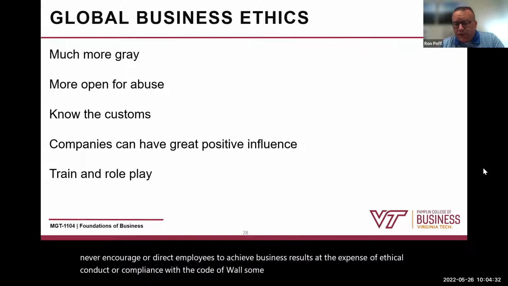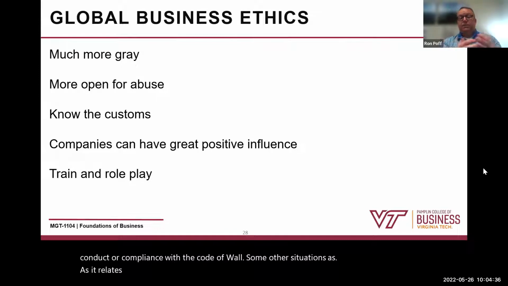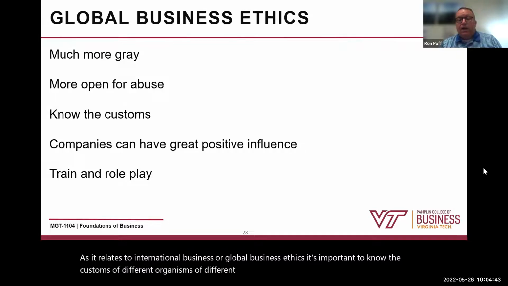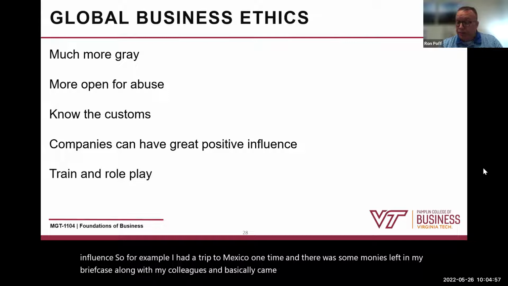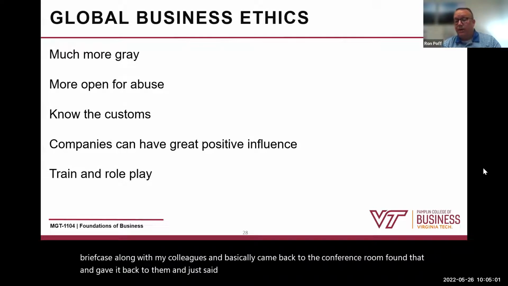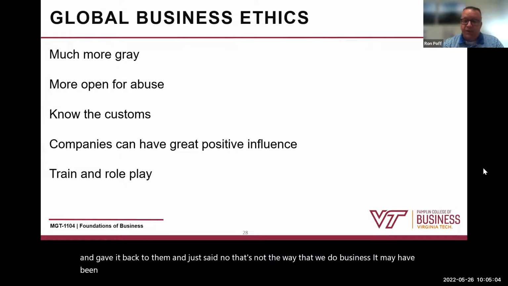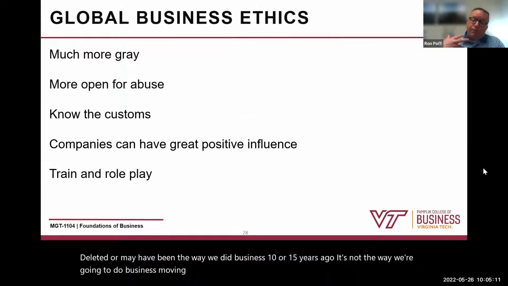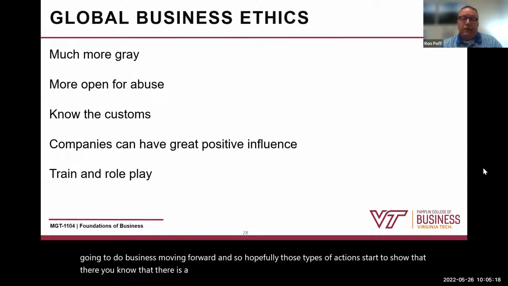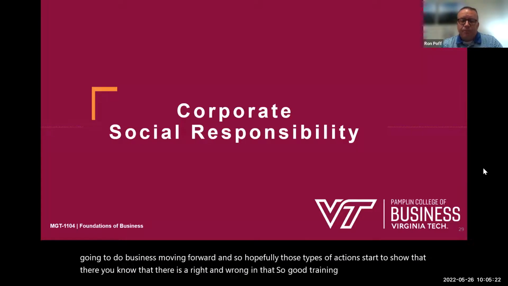Some other situations as it relates to international or global business ethics, it's important to know the customs of different countries. Companies can have a great positive influence. For example, I had a trip to Mexico one time and there was some money left in my briefcase, along with my colleagues. We came back to the conference room, found that and gave it back to them and just said, no, that's not the way that we do business. It may have been the way our predecessors did it, or the way we did business 10 or 15 years ago. It's not the way we're going to do business moving forward. Hopefully those types of actions start to show that there is a right and wrong in that. So good training is important with regards to that.